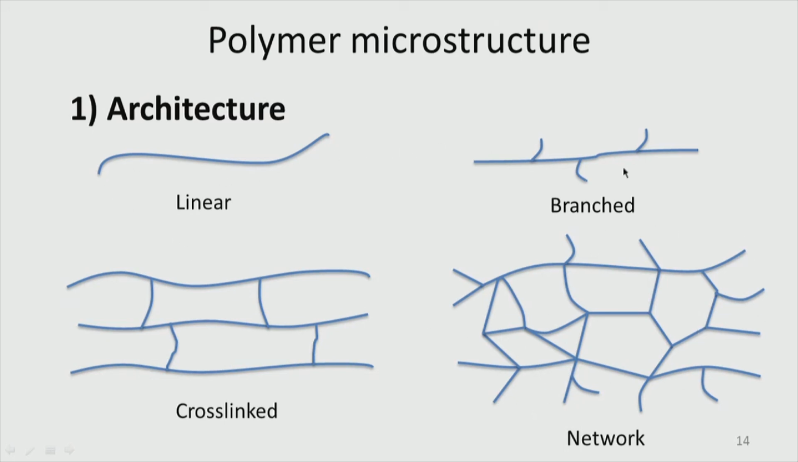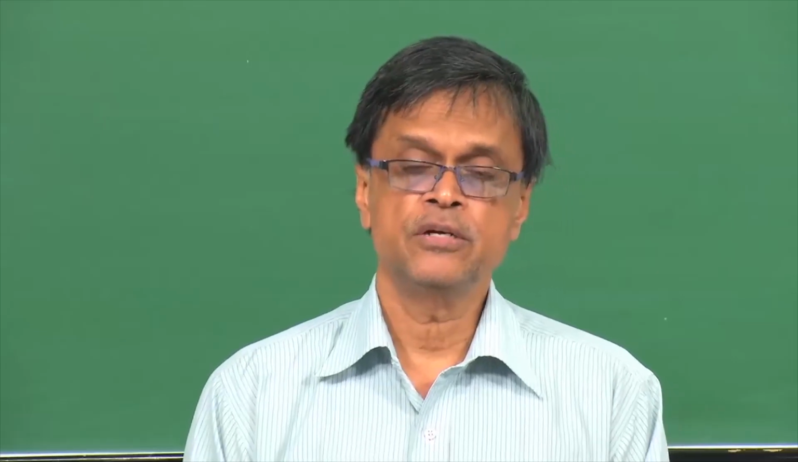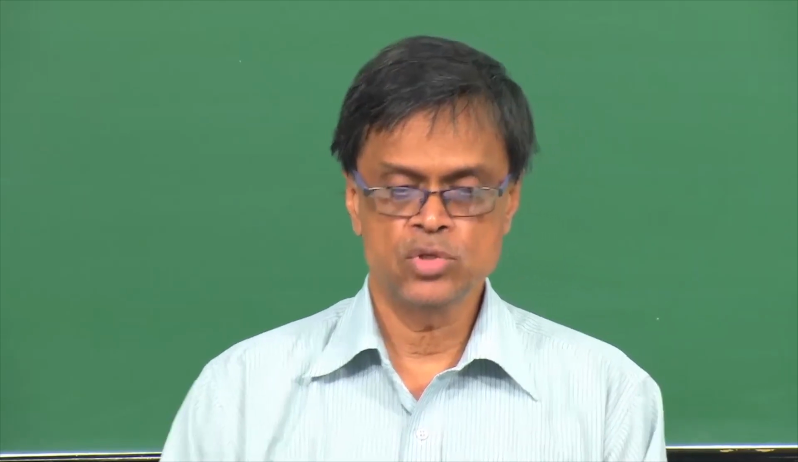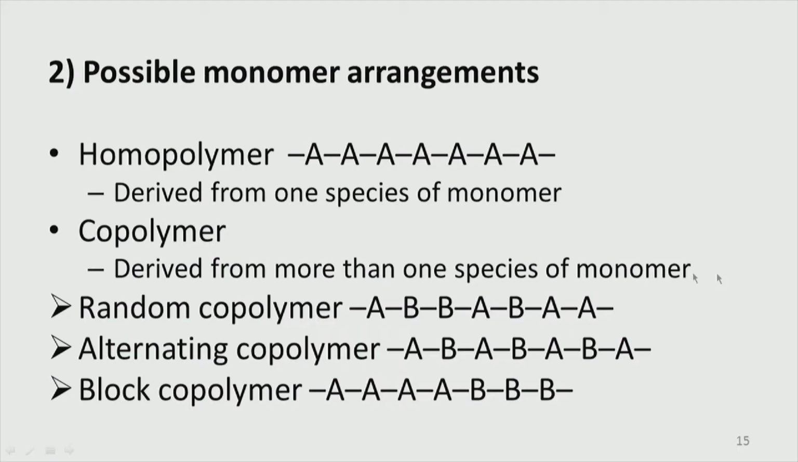Different types of structures are possible, and they all have different melting points, different phase change temperatures and so on. The properties also change because of these architectural features. In the monomer arrangement, suppose I have one unit, this is a homopolymer. A copolymer is when I have more than one monomer, A and B. I can have a random copolymer, an alternating copolymer, as you can see ABAB, or a block copolymer: A, B, then again A.